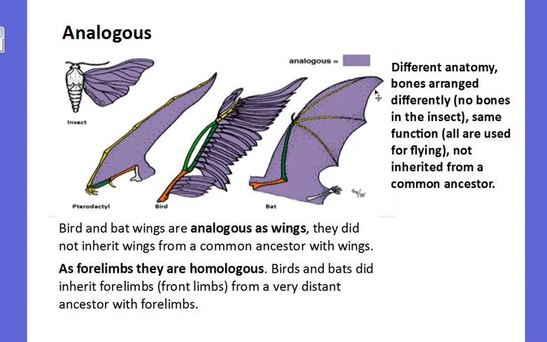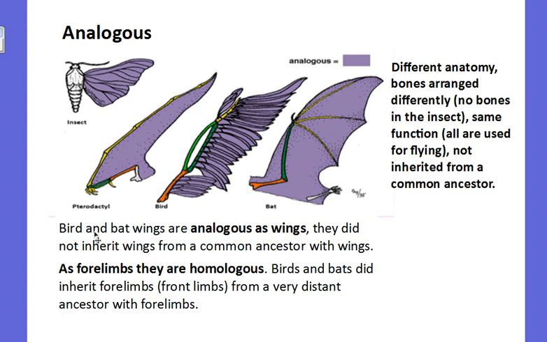Analogous structures, we have different anatomy. So the bones are arranged differently. So we've got a bat, a bird, a pterodactyl, and an insect. The bones are arranged differently, and there's no bones at all here in the insect. They all have wings. They have the same function. They're all wings used for flying. But these are not inherited from a common ancestor.